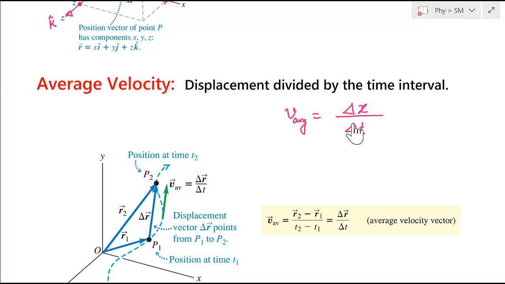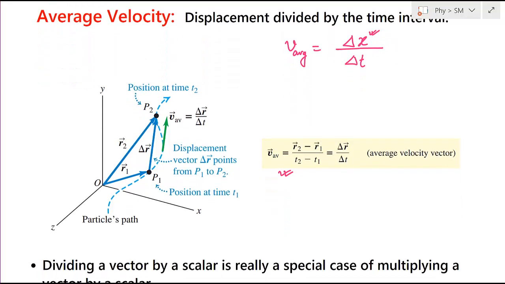I can further generalize, since the motion is happening in 2 dimensions, it can also happen in 3 dimensions. We can replace this x, which was position, with the position vector. So now I can say the change in position vector divided by time will give you the average velocity vector. So this can be written here.